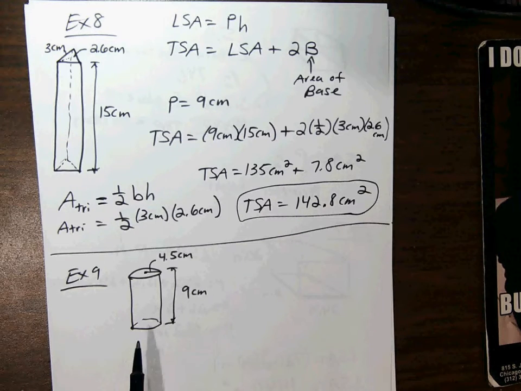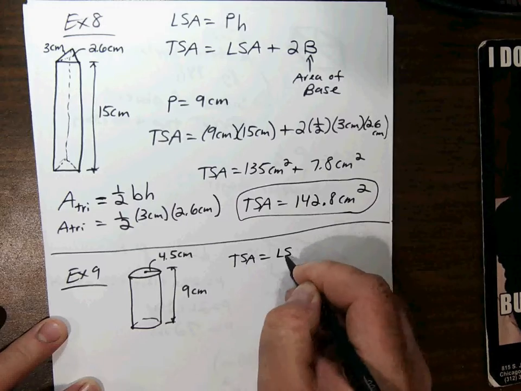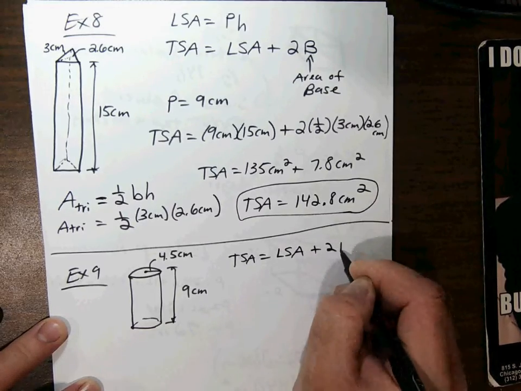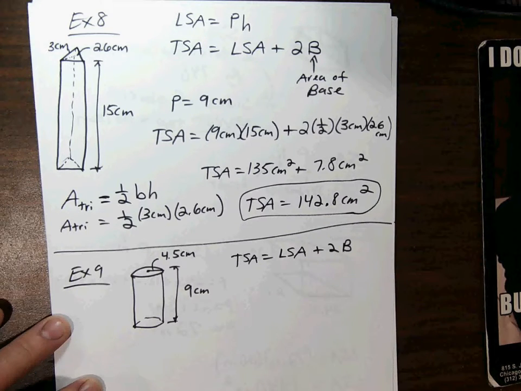Well, surface area of the entire can is going to be the lateral area and then the top and the bottom, just like before. Total surface area, lateral surface area, plus twice times what we call the area of the base, okay? That means the top and the bottom. Well, how do I find lateral surface area? I take the perimeter times the height, right?